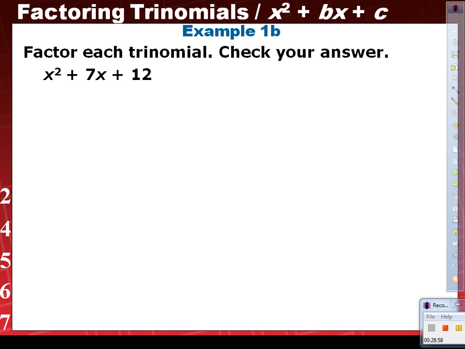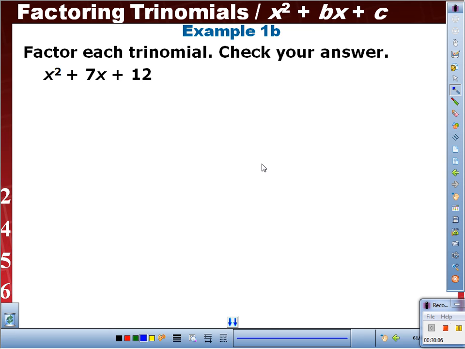Ten. 9. 3, 2, 1. Check with your neighbor, see what they got. Bless you. Bless you.